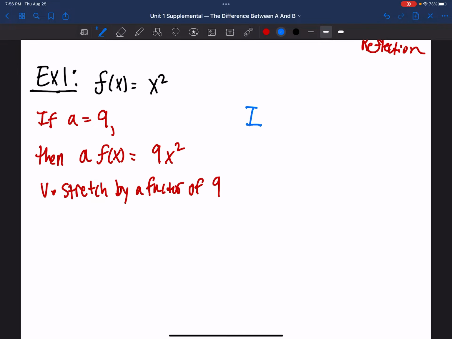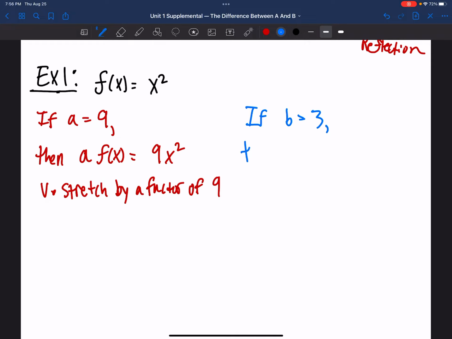Suppose I now say if b equals 3, well, what is that, right? And note, I want you to notice something. A is on the outside of the function. You have x squared, and then you're multiplying that output x squared by 9, by a. A is multiplying the output. Here, b is multiplying the input.